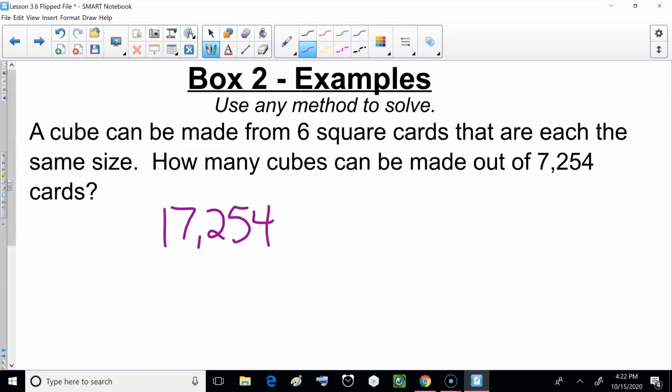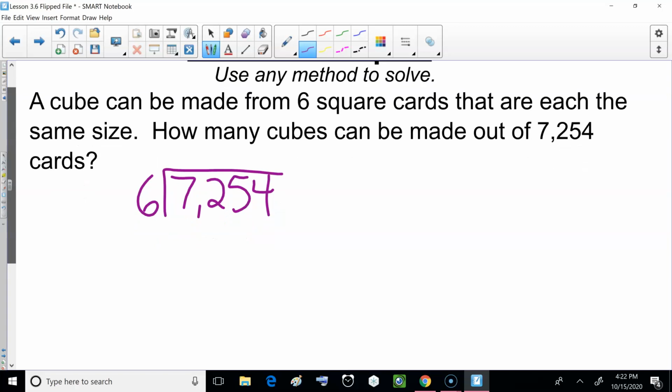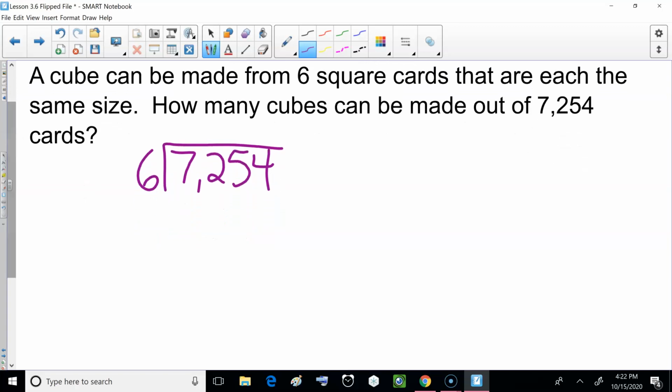7,254 divided by 6 square cards. All right, I'm gonna need some more room, I guarantee it already. So now that I have that problem right now, 6 can go into 7, yes, 1 time. 1 times 6 is 6. Subtract, 7 minus 6 is 1. 1's less than 6, so far so good. 2, 6 can go into 12, that's 6 times 2. 6 times 2 is 12. 12 minus 12 is 0. All right, 0 is less than 6.